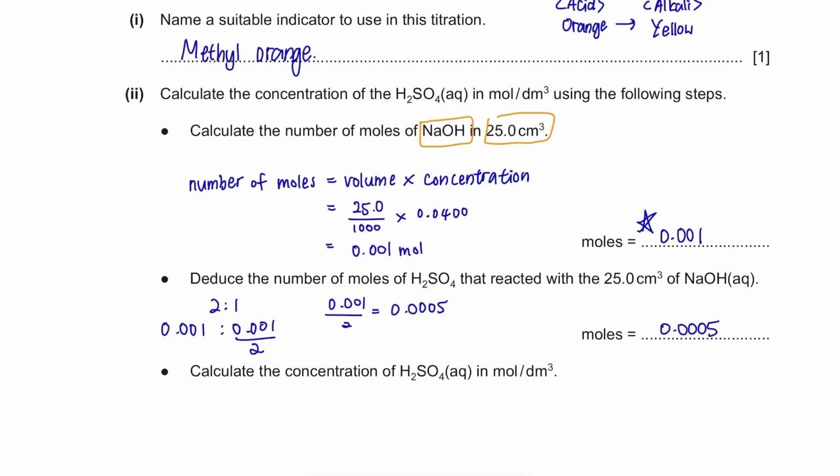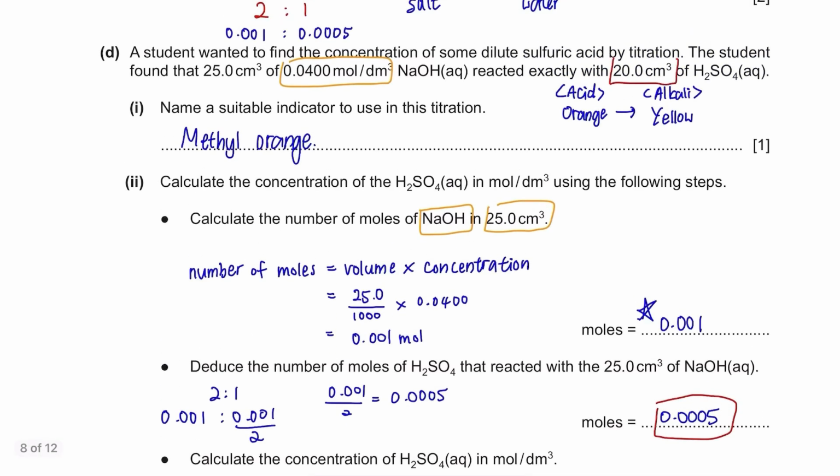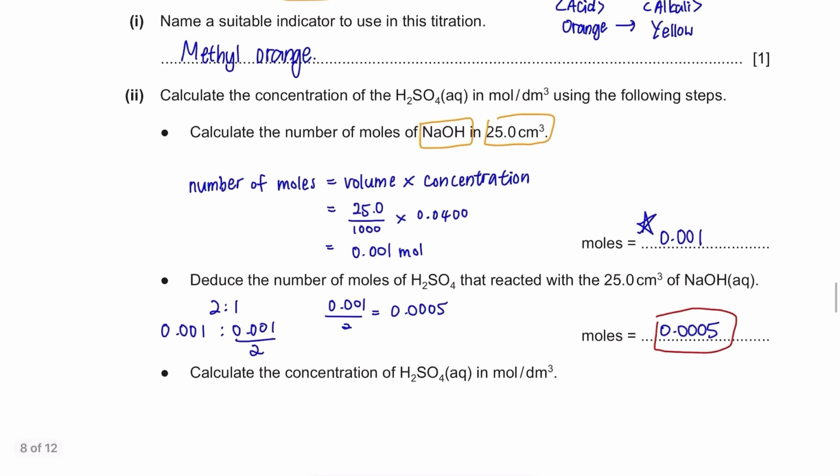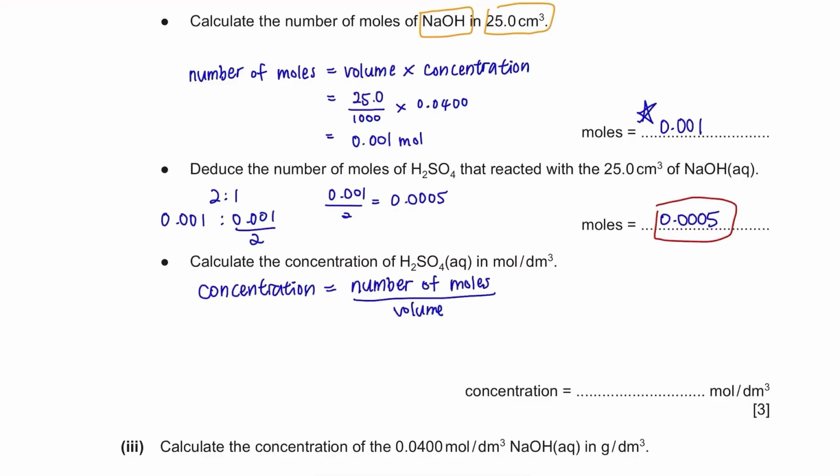Calculate the concentration of H2SO4 in mol per dm³. Now we know the number of moles of H2SO4 and its volume given in the question. We can calculate its concentration. Concentration equals the number of moles divided by volume. Again, remember to change cm³ to dm³ by dividing it by 1000. The answer is 0.025 mol per dm³.